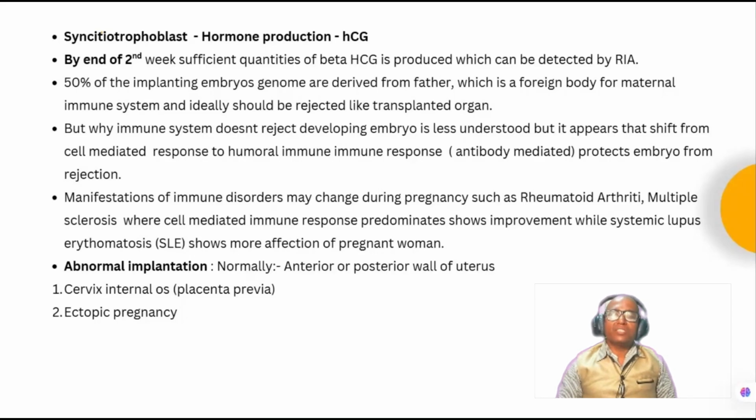50% of the implanting embryo's genome is derived from the father. Now these genomes are foreign material, so the maternal body should reject this foreign material, but this is not happening. It is a foreign body for the maternal immune system, and ideally it should be rejected like a transplanted organ. But why the immune system is not rejecting the developing embryo is not very well understood.